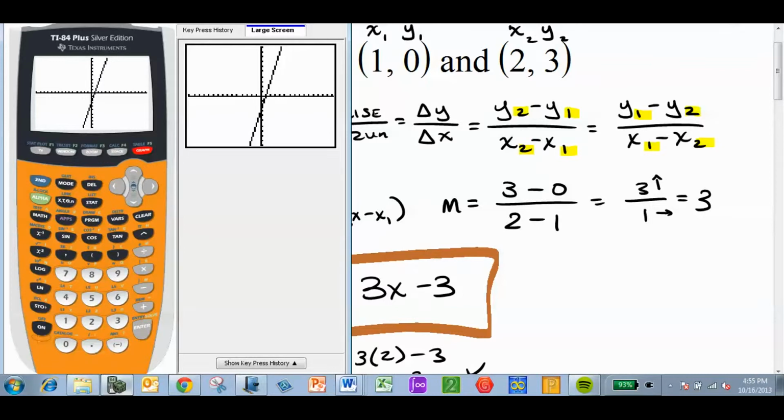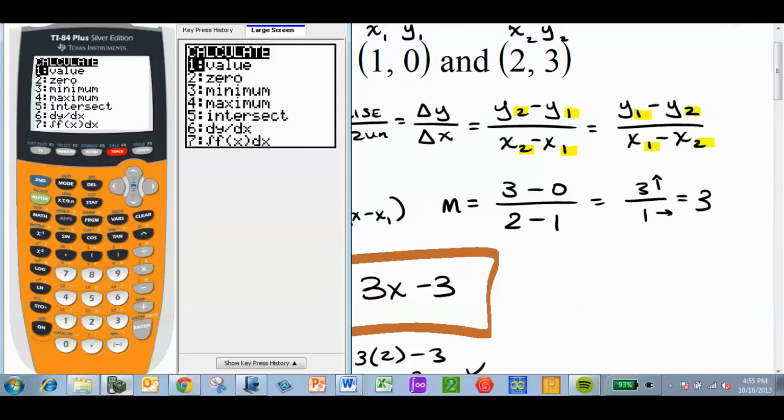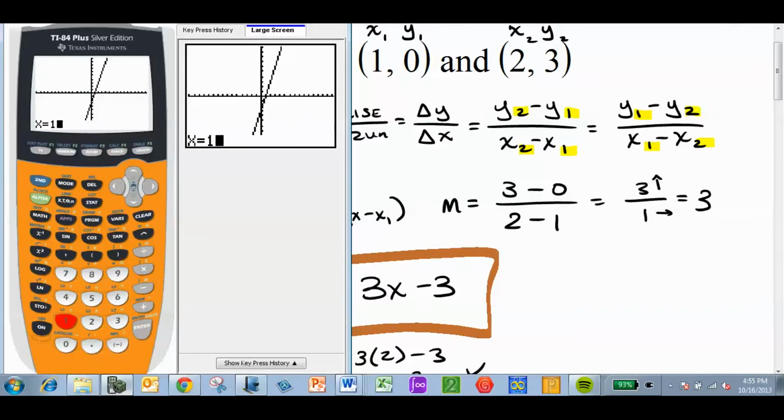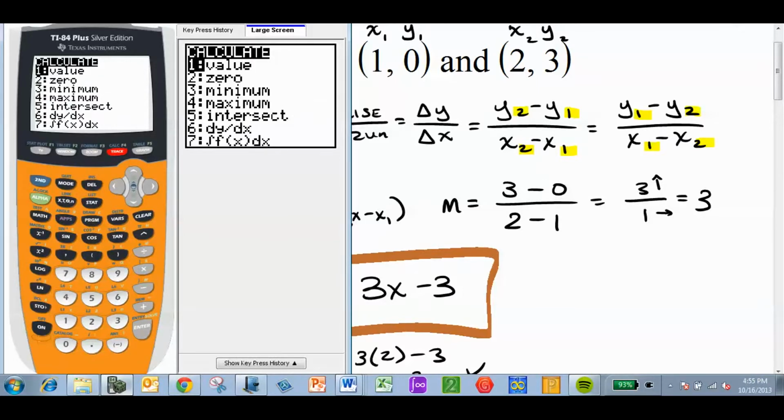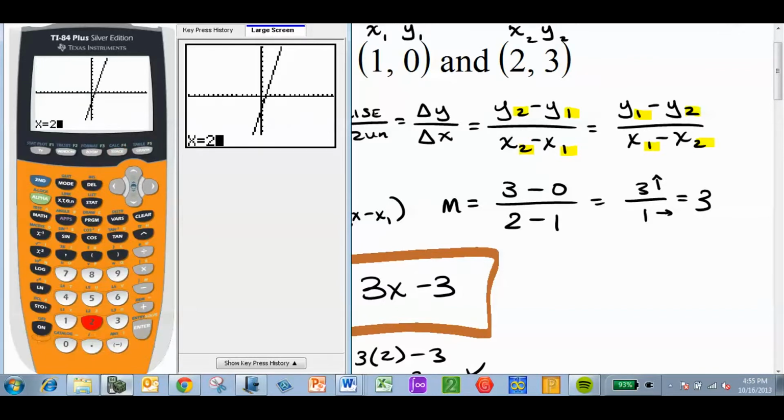And you can either trace on here, there's a calculate value. If you press second trace, you go to the calculate menu, you go to value. If you type in x equals 1, it'll come up y equals 0. Do that again for x equals 2, so I go to second trace, click on value, give me the function value when x is 2, y is 3.